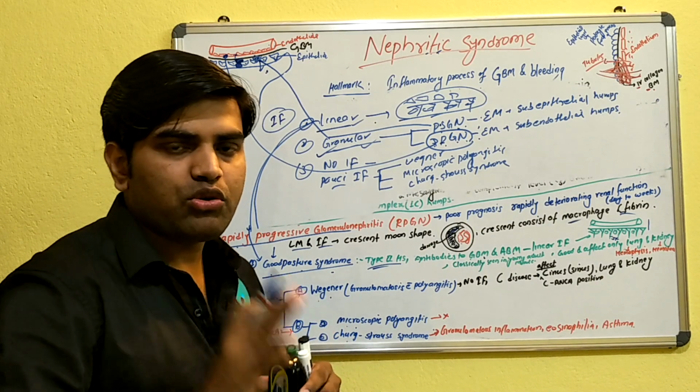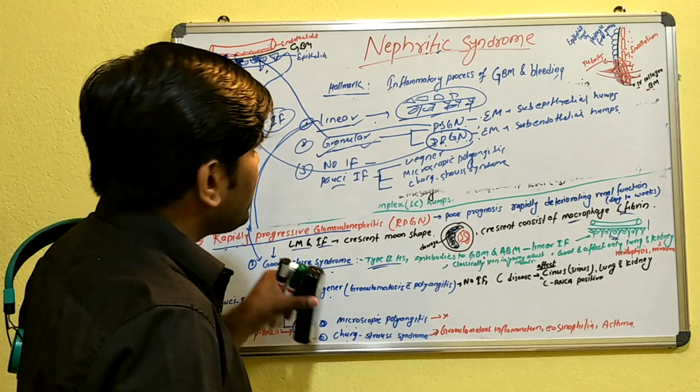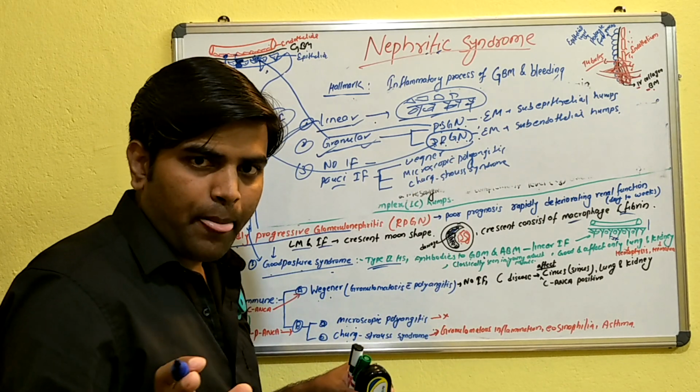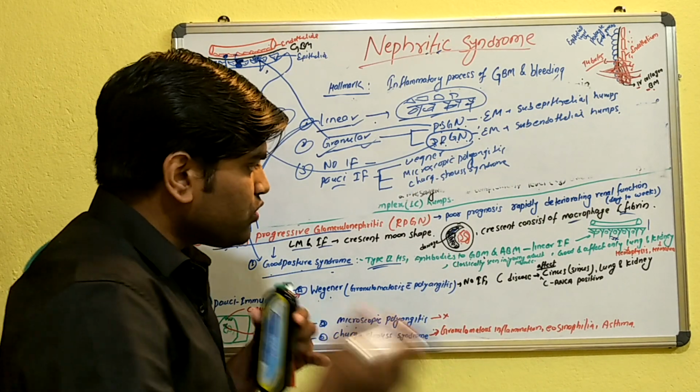They are talking about Goodpasture syndrome. What they will ask about is the linear immunofluorescence. Okay, you have got that. How would you differentiate it from other diseases?